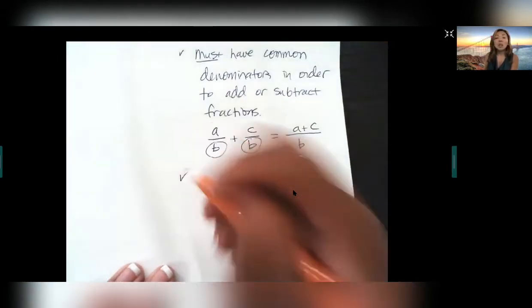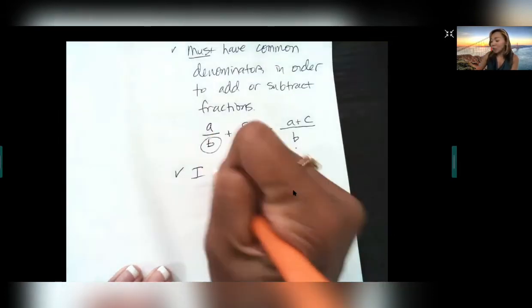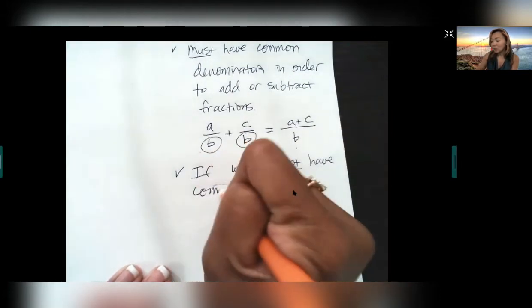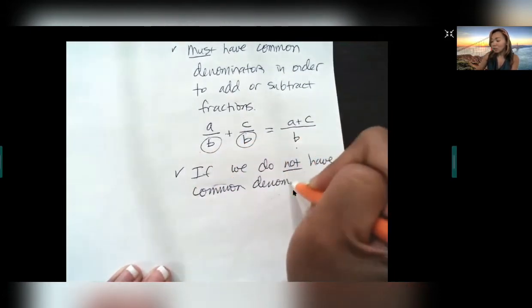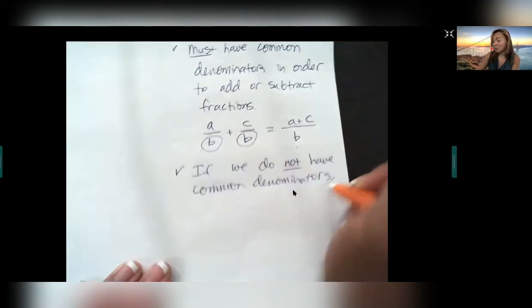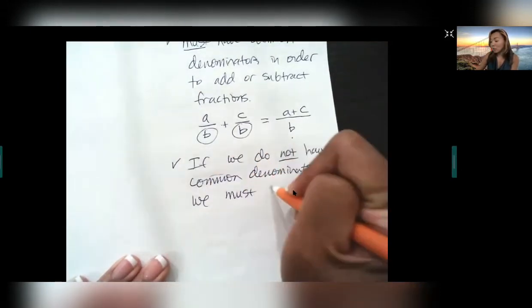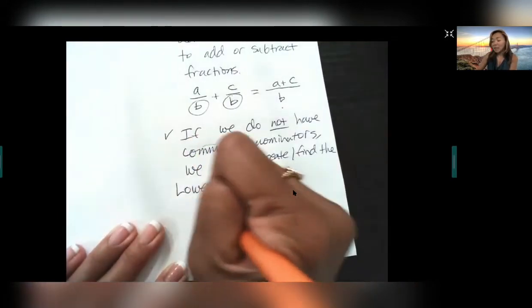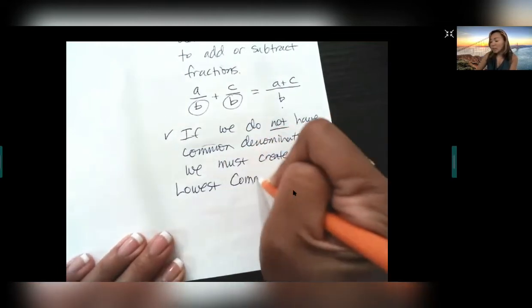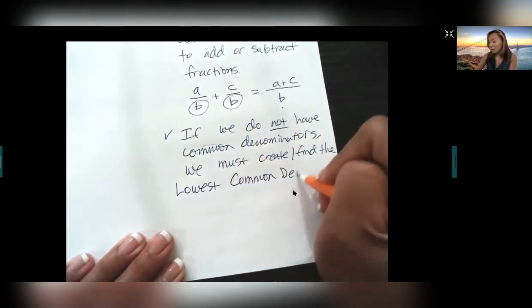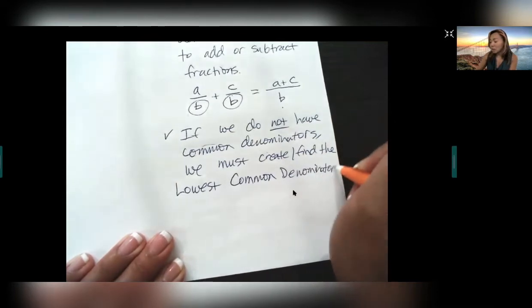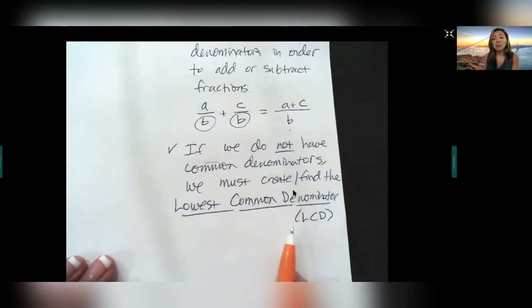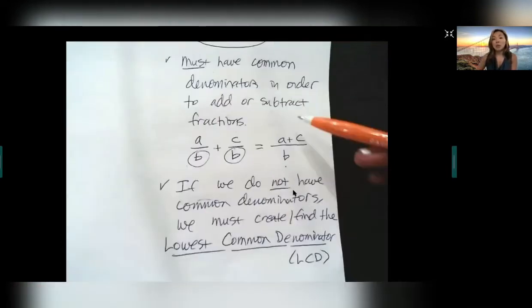What happens if you do not have the same denominators? If we do not have common denominators, we must create common denominators. We must create or find the lowest common denominator, LCD for short. The LCD is a really important word. So we have to find the common denominator and create it, and then we can go back to this rule.